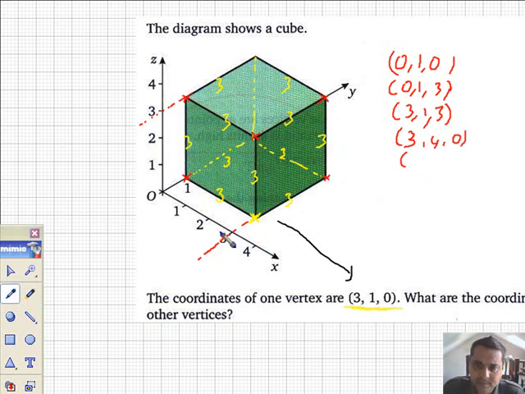Let's just do this one then. It's going to be 3 across and 4 in. 3 in the x, 4 in the y, and it's 3 units up because it's a cube. Right, that's that one done.